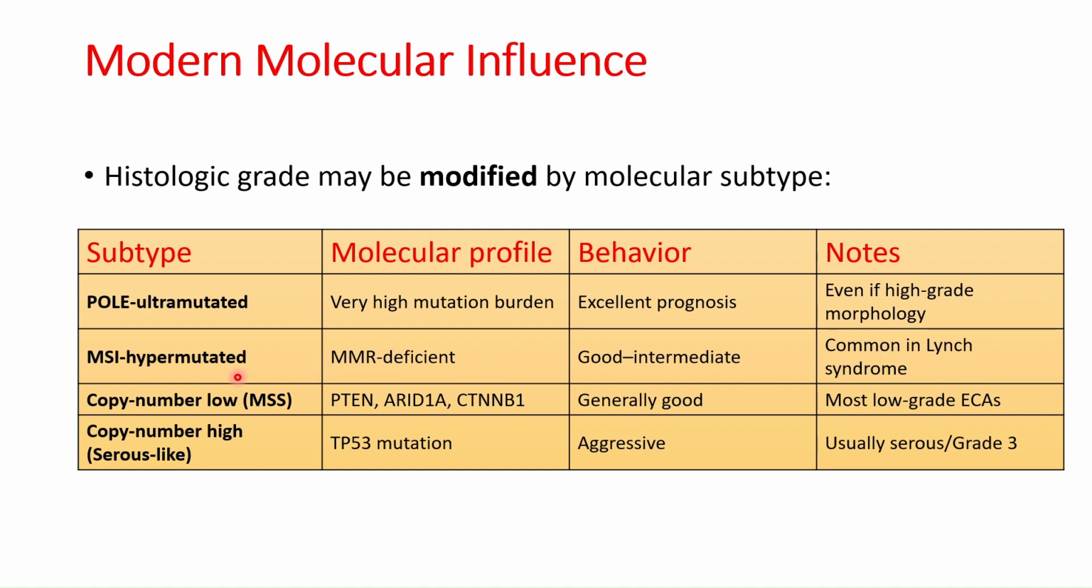In MSI hypermutated, this is MMR deficient, good to intermediate behavior, and common in Lynch syndrome. Copy number low MSS, in which PTEN, ARID1A, CTNNB1 are altered, having good behavior and mostly low grade endometrioid carcinoma. Serous like having TP53 mutation, aggressive in nature and usually serous grade 3. We have already discussed this in our previous video, so you can go there and understand this molecular classification.